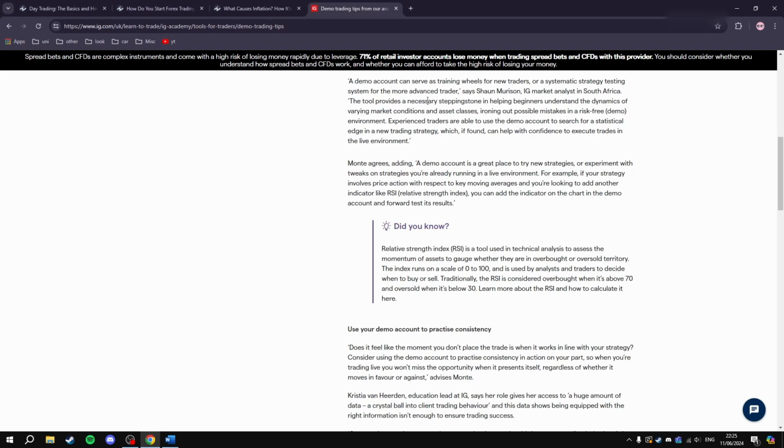The tool provides a necessary stepping stone in helping beginners understand the dynamics of varying market conditions and asset classes, ironing out possible mistakes in a risk-free demo environment. Experienced traders are able to use demo accounts to search for a statistical edge in a new trading strategy, which if found can help with confidence to execute trades in the live environment.